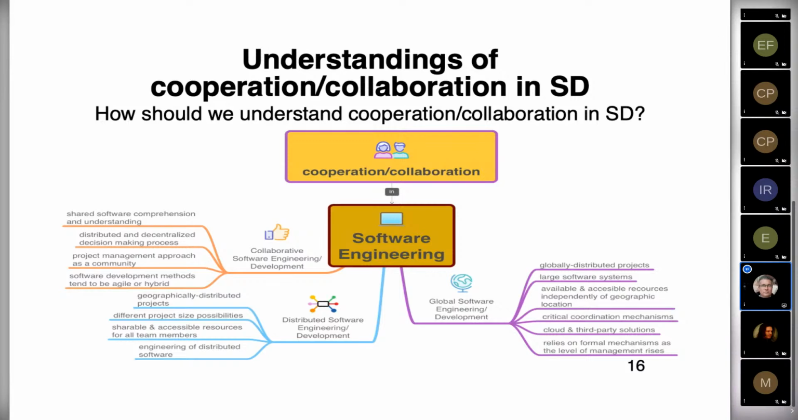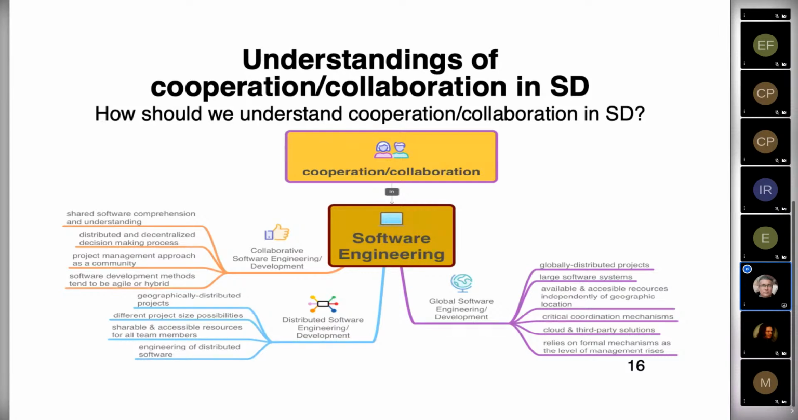And I put them from the left to the right of the slide to show you the order in which each understanding of cooperation and collaboration arose in time. Okay? The first way we understood cooperation and collaboration in software development was precisely what we call collaborative software engineering or development. And this approach has four main aspects to look at.